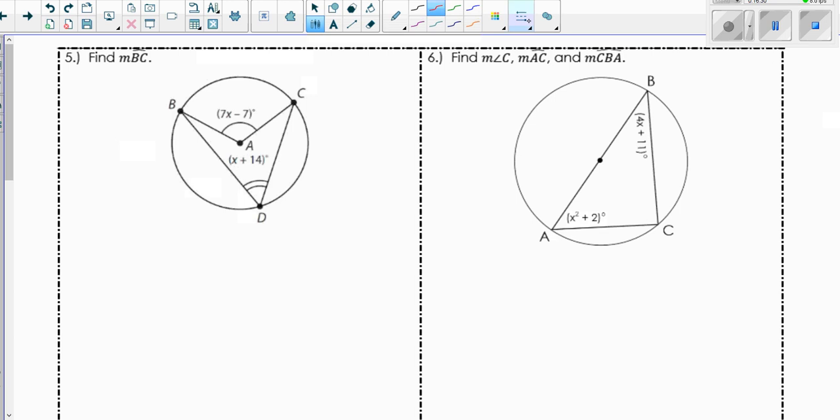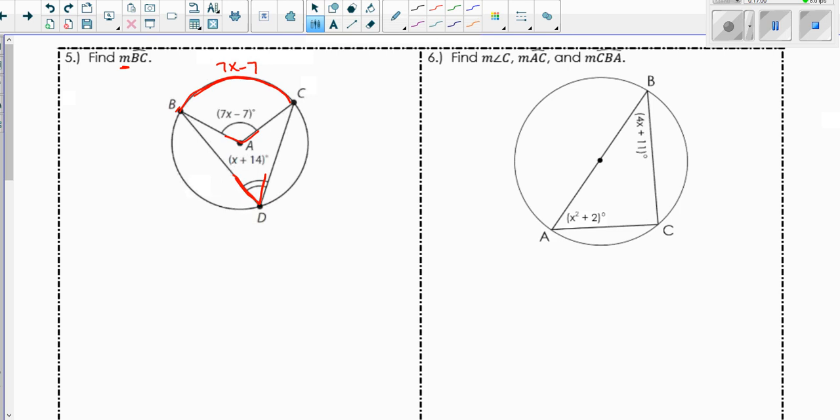Okay, so this problem says that we need to find the measure. Now notice it says measure, so we're no longer talking about an arc length, we want an angle. So if I want to find the measure of arc BC, that would be this. Well, the only way that I can figure that out is if I can figure out what x is. Well, if this central angle right here is 7x minus 7, then that means that this is also 7x minus 7. I can see that this arc actually opens up to this inscribed angle as well.